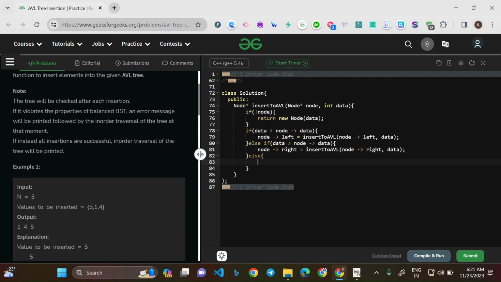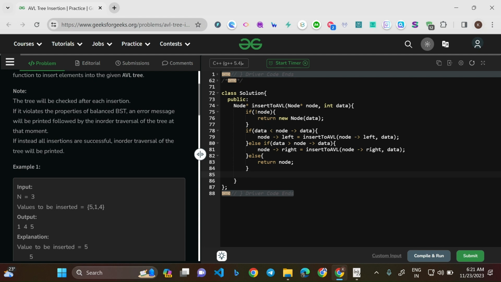What are the other cases? You may try to insert a node whose data is equal to the node's data. In that case you cannot insert it, because we want our tree to be duplicate free. Our tree will only be constructed with distinct values. So in that case, just return the node. I hope it's done. So this is the initial construction. Now you need to find the balance factor.